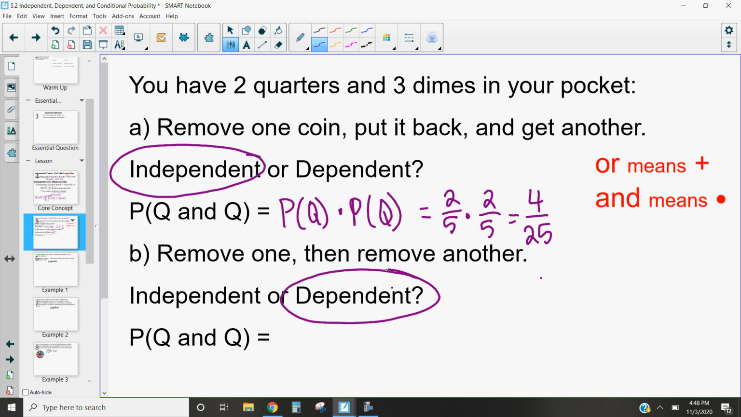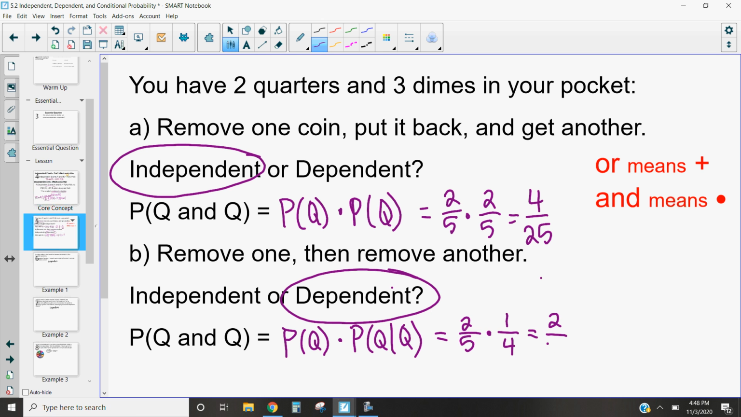So remember, when we calculate something dependent, we have the probability of getting a quarter times the probability of getting a quarter given that we got a quarter last time. So what's the probability of getting a quarter the first time? Well, it's still 2 out of 5. And we're going to multiply that times the probability of getting a quarter if we already got a quarter last time. So if we already got a quarter last time, we have 1 quarter left and there are only 4 coins left in our pocket.